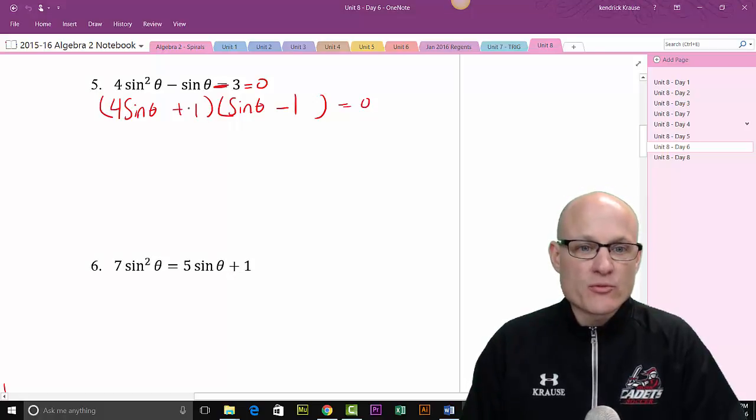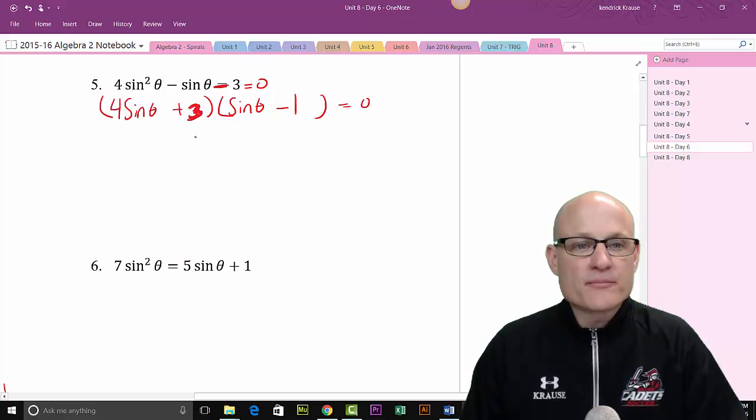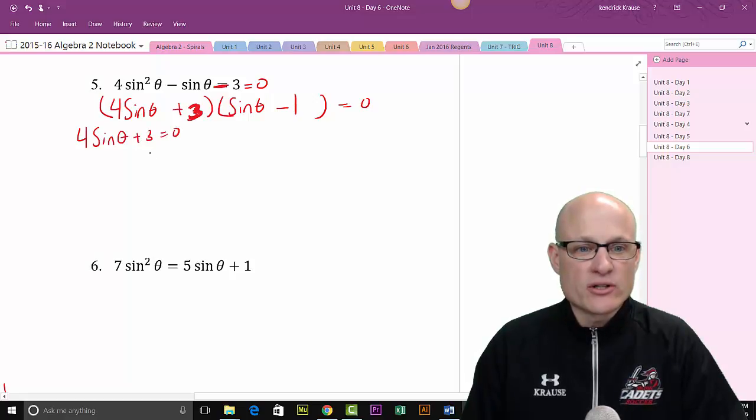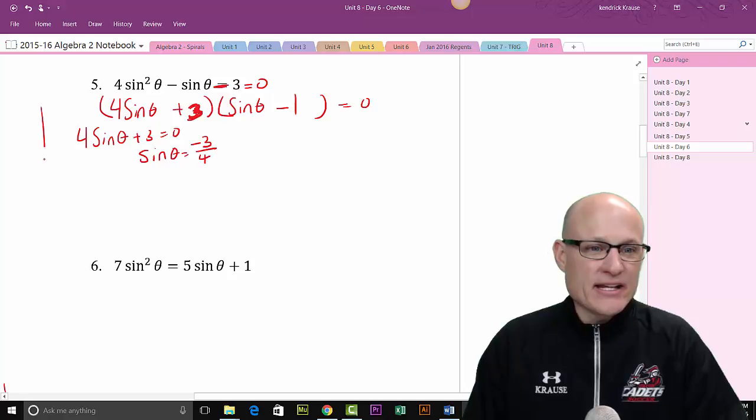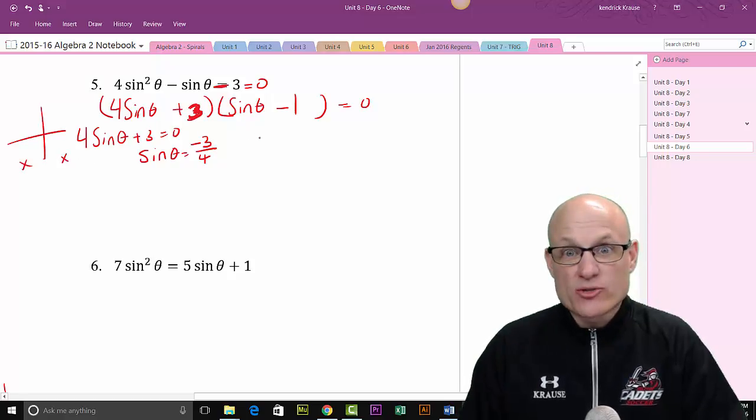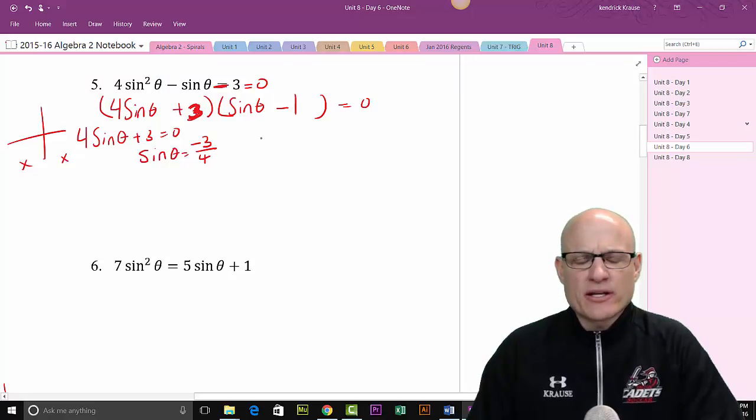Or excuse me, plus 3 and minus 1. All right, set them equal to 0. So 4 sine theta plus 3 equals 0. This just gives me sine theta equals negative 3/4. Now, negative means I'm going to be in these two quadrants. So this one's going to be a little bit trickier. I'll explain exactly what we need to do.